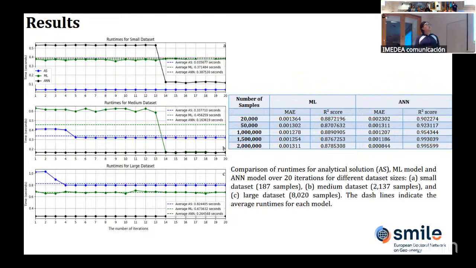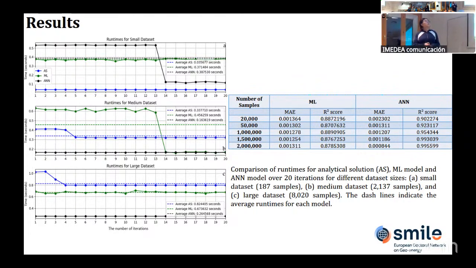And in this chart, it shows the accuracy of different models. MAE is the mean absolute error, and when this value is lower, it means the model is more accurate. And the R-squared score shows how well the model fits the prediction. If it's higher, it means the prediction is better.